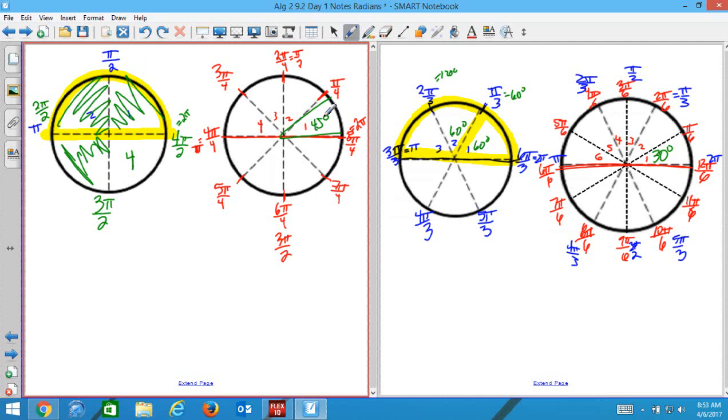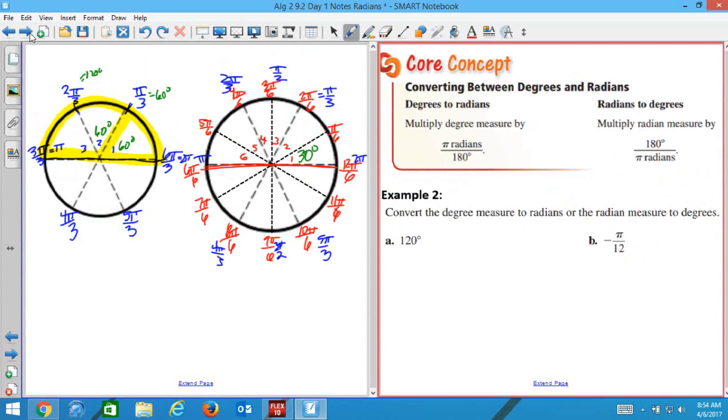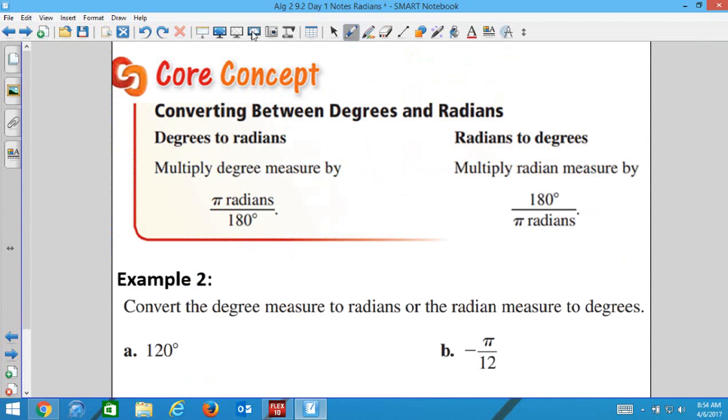What? No, 45, that's not... Oh, wait, which one did you say? Radical 3 over 2. I said 60. Oh. See, we got to get these things down. Sine of 60 or cosine of 60? Sine of 60. Oh. I was trying to get you to say the wrong one, and then it would be funny.